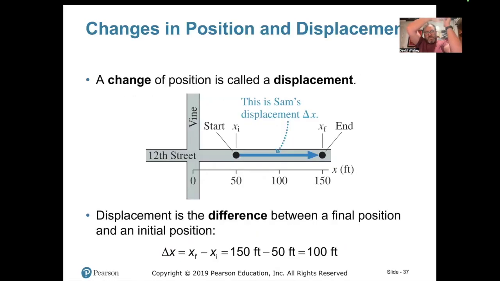If we have a change in position, that's a displacement. So here, if initially we're at x equals 50 and our final position is 150 feet, then our total displacement is x of f minus xi. We take our final position and subtract our initial position. That gives us the total displacement of our object. Okay, so let's go back over here.